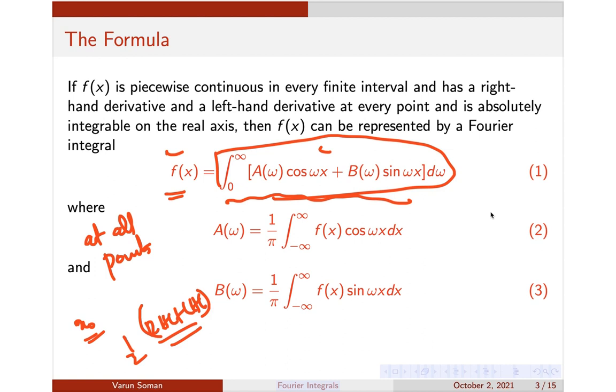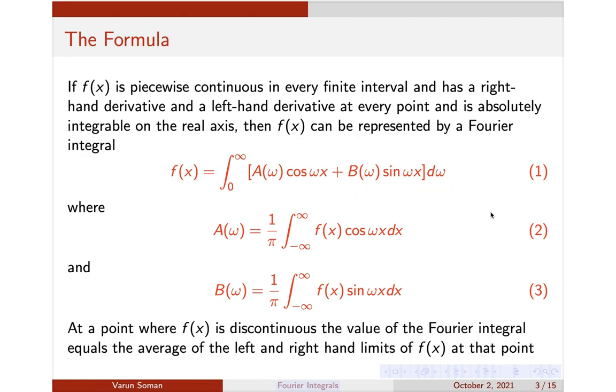We will do such problems and you will understand it better, but these are some fine points which are remarkable in this case. So as I told you, at a point where f of x is discontinuous, the value of the Fourier integral equals the average of the left and right hand limits of f of x at that point.